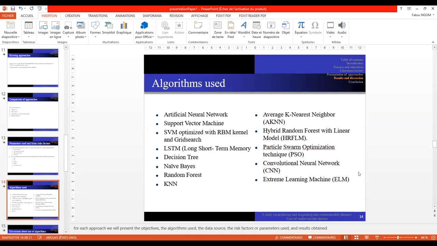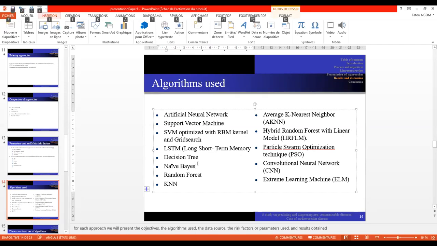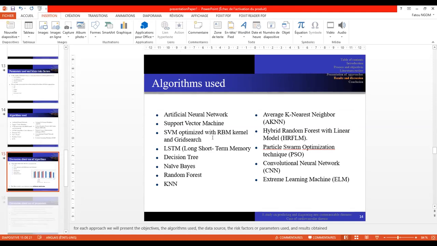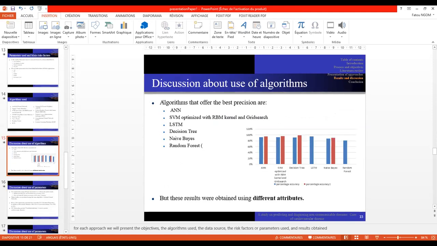So, in this list of algorithms, the artificial neural network, support vector machine, SVM optimized with RBF, LSTM, decision tree, and naive Bayes offer the best precision. These algorithms offer the best precision. Okay? Now, but the results were obtained using different attributes or parameters.